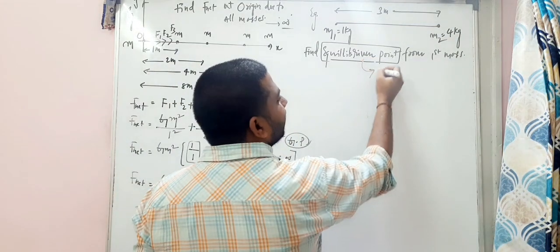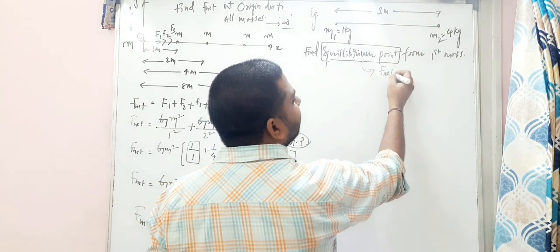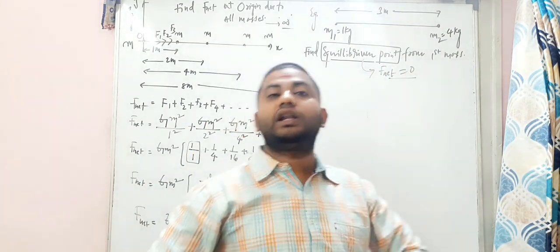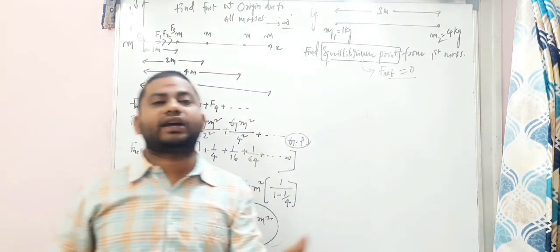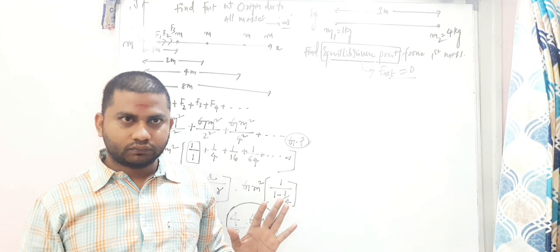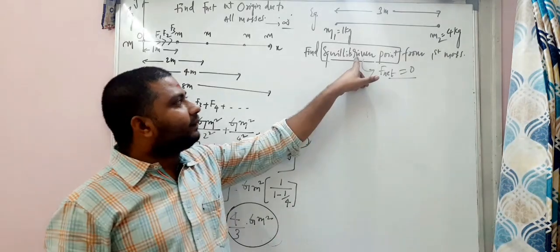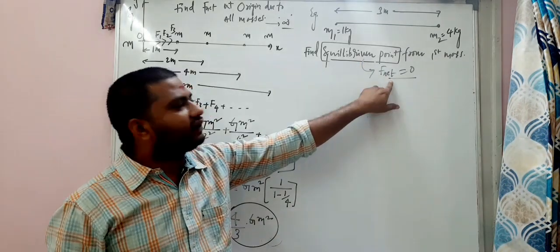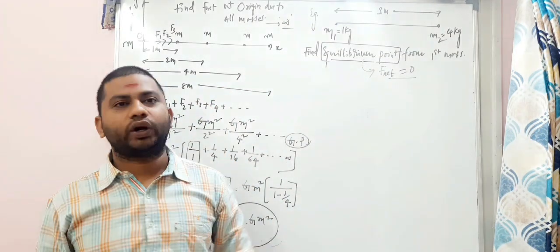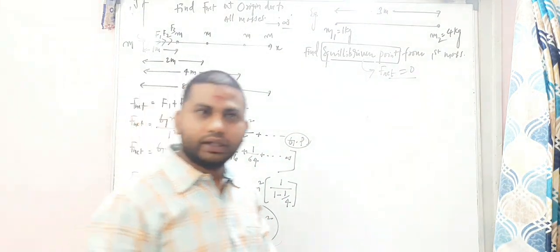Equilibrium point is where the net gravitational force acting on a point is 0. I have told you already. Equilibrium is anywhere the net force is 0. And what is that point? That's the question, right? Ready?